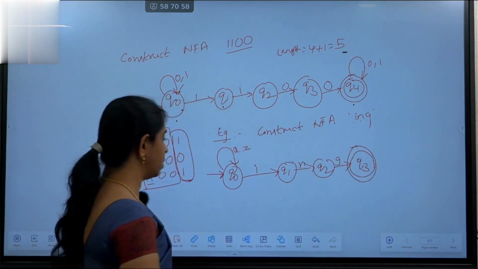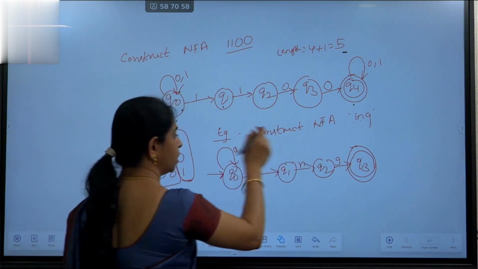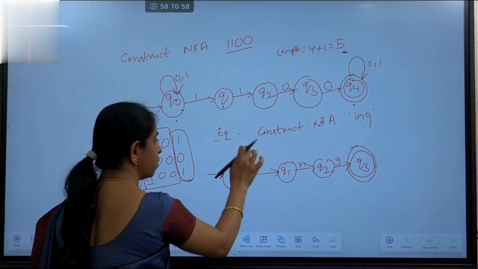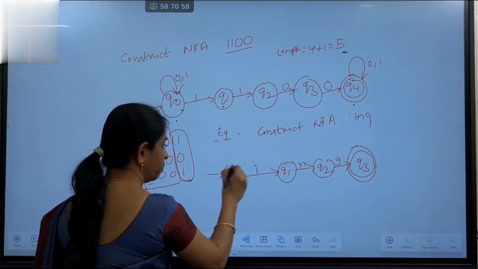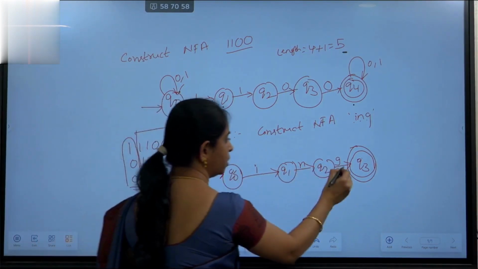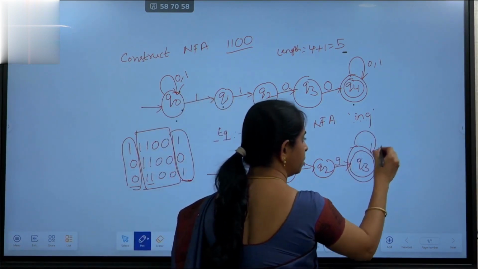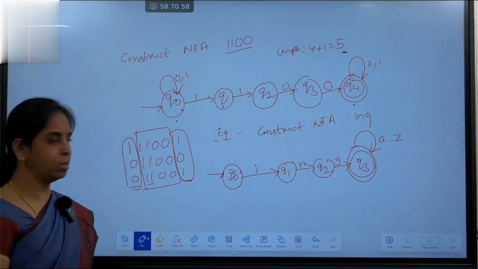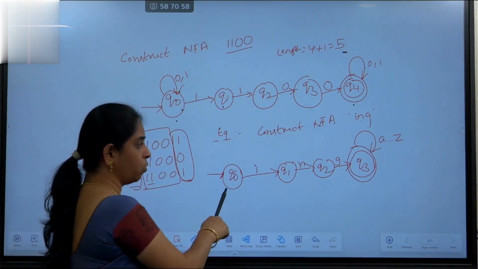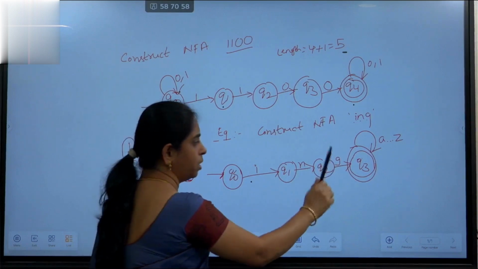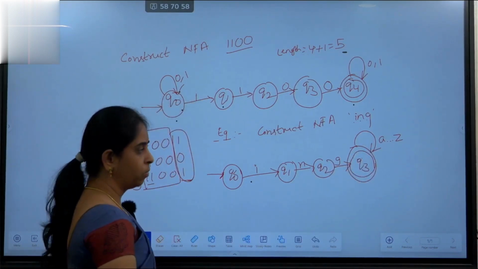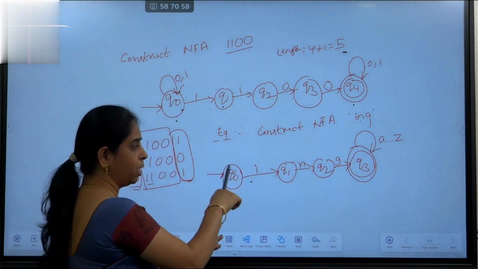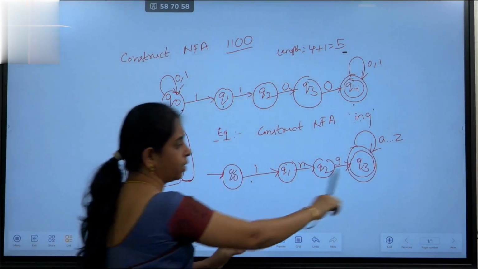Suppose the question asks for strings that start with "ing", what do we have to do? We have to remove this from the initial state. It has to start with "ing", and at the end maybe any characters, so you can give it as A to Z. Starts with "ing" means you have to give "ing" at the start and then any number of characters. For ends with "ing", for the initial state you have to give any number of characters, like A to Z, and then end with "ing".